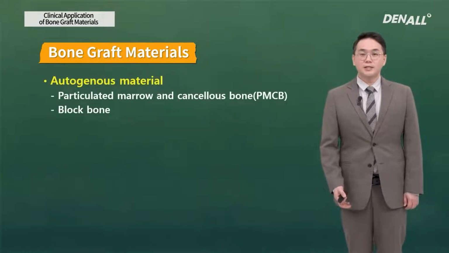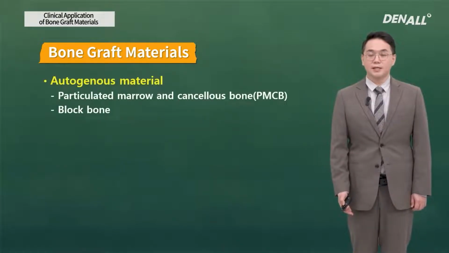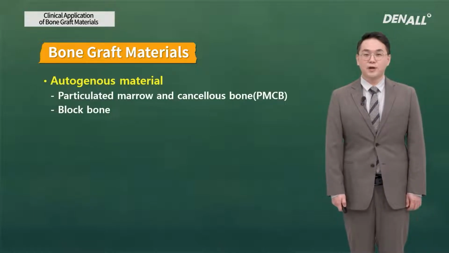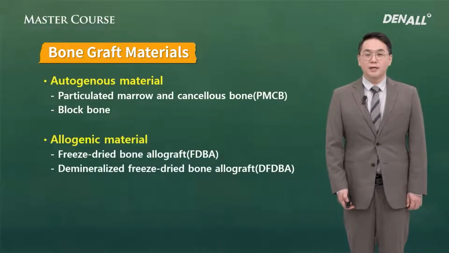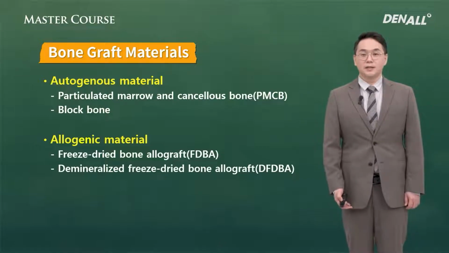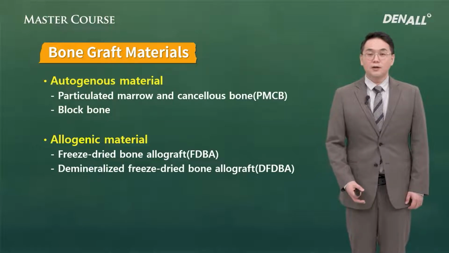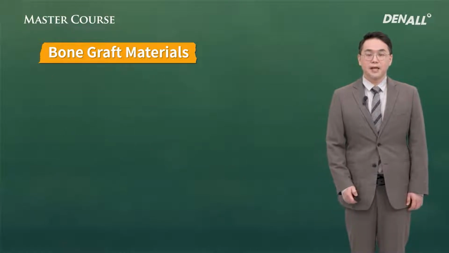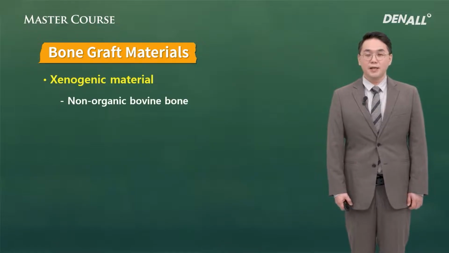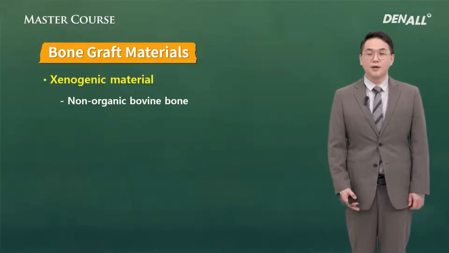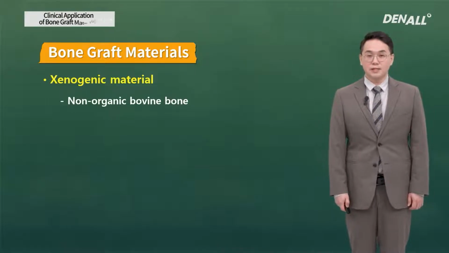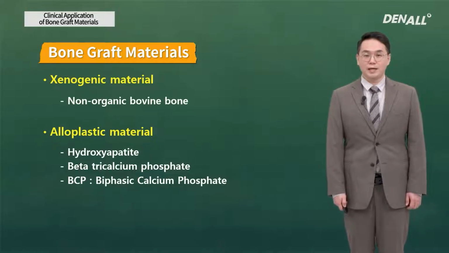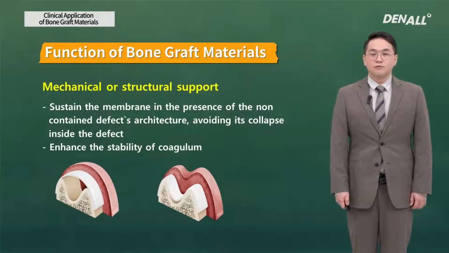Autogenous bone material can be classified into block bone or particle bone depending on how they are harvested. Allograft can be divided depending on how to remove antigenicity. After removing it, depending on how to treat the particles, the bones can be in different categories. Next, xenograft. It can be categorized depending on the method of removal of the organic material. Alloplastic material can be in different categories depending on the composition.